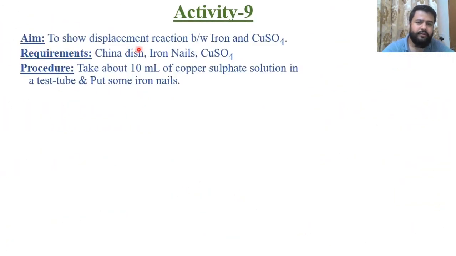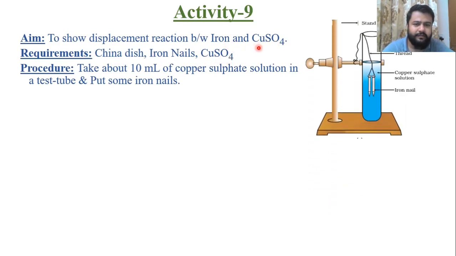Aim: to show displacement reaction between iron and copper sulfate. Requirements are a china dish, iron nails, and copper sulfate. We all know that iron is more reactive than copper, so iron displaces copper from its CuSO4 solution. So this is a stand. We have iron nails, and this is the blue color solution of copper sulfate. Tie these nails with thread.